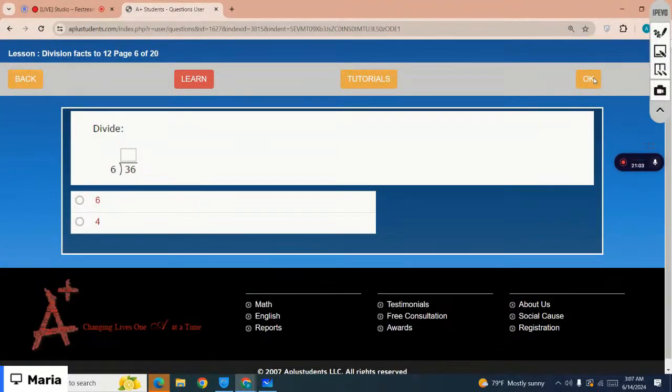36 divided by 6, which is the correct option? 6 times what number is 36? 6 times 6 is 36. Very good. The correct option is 6.